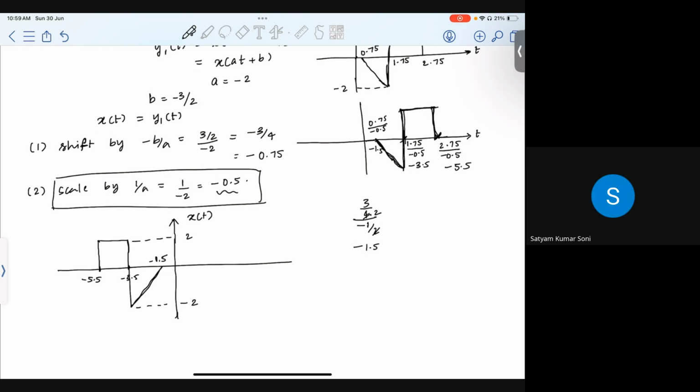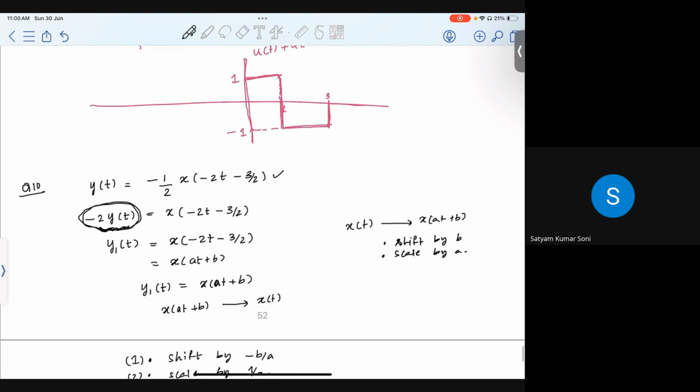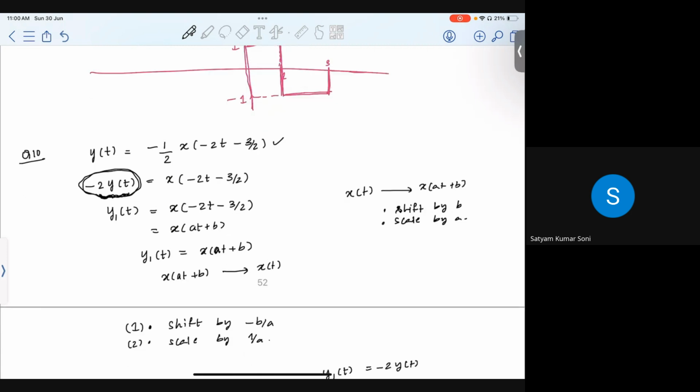Yes, ma'am. So what I have done is I'm trying to write everything in the standard form first. Your given signal y of t is minus half times x of minus 2t minus 3 by 2, right? So when I multiply both sides by minus 2, I'm calling this signal y1 of t, which is the amplitude scaled signal. So my y1 of t is nothing but minus 2 times y of t. And y1 of t is x of minus 2t minus 3 by 2. So this is in the standard form, x of at plus b, right? So y1 of t is equal to x of at plus b.